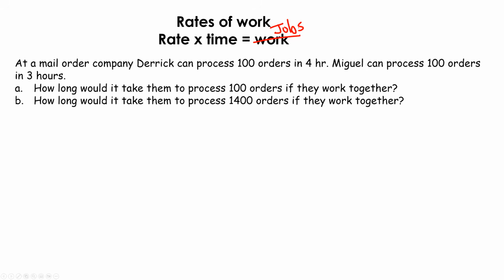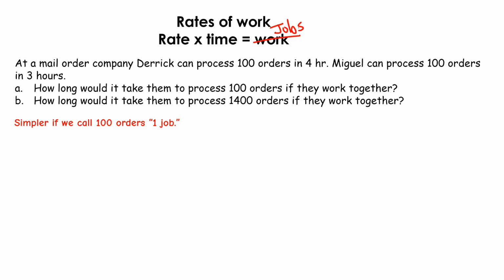So at a mail order company, Derek can process 100 orders in 4 hours. Miguel can process 100 orders in 3 hours. The easiest way to do this problem is to think of one job as 100 orders, because everything in the problem has to do with hundreds of orders. So it takes Derek 4 hours to do one job and it takes Miguel 3 hours to do one job.